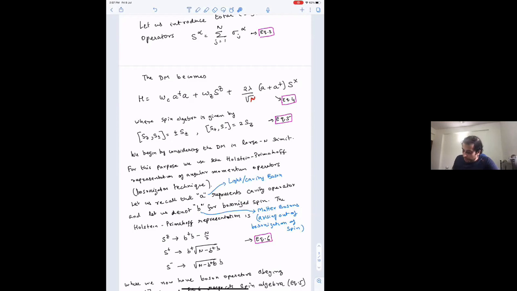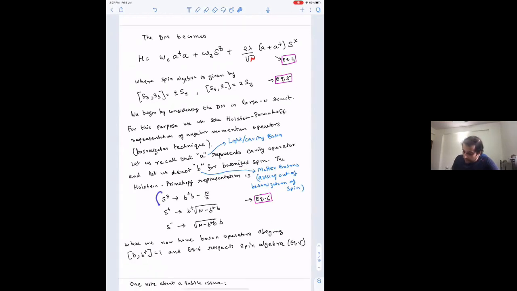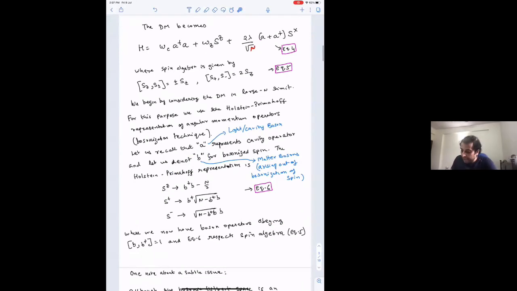So what you do is you take this spin and you try to replace it by bosons. So you basically bosonize the problem. You bosonize the spin. So whenever I say B, I mean the bosonized version of the matter. The spin is bosonized. This is a very nice exercise.